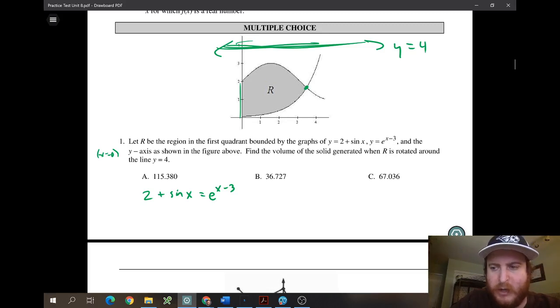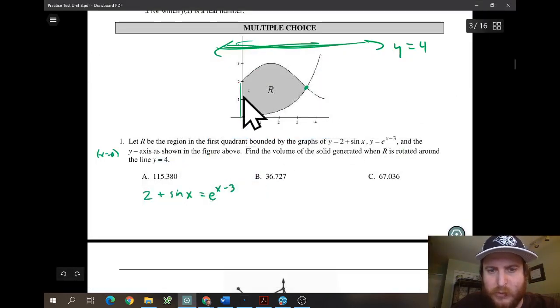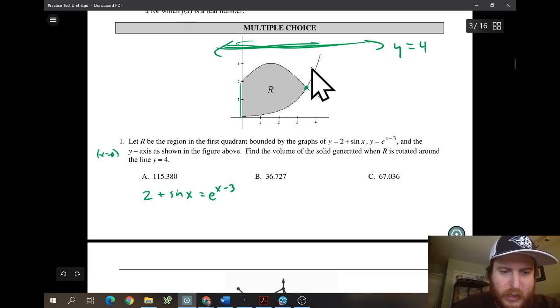I did it with the solve button. And so, on my solve button, I typed that in. Solve 2 plus sine x equals e to the x minus 3 comma x. I got 3.500. Do be careful. Sometimes with sine and cosine, you'll end up with that weird n thing. If you get that, you have to restrict afterwards to the interval from 0 to say 4, since that's what they gave us. But we didn't have to do that because these only crossed one time. So anyways, we got x equals 3.5.